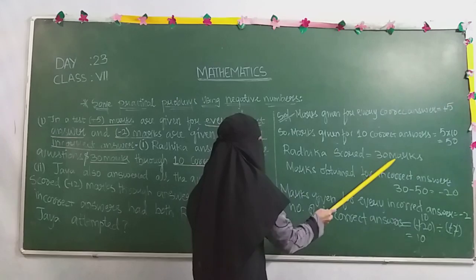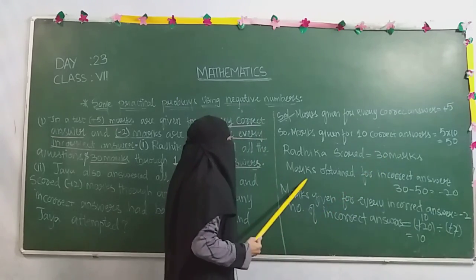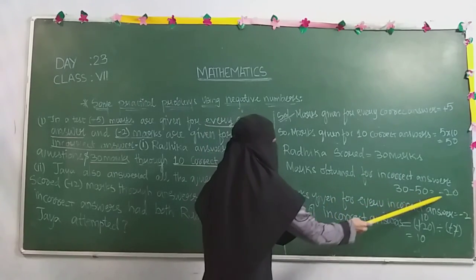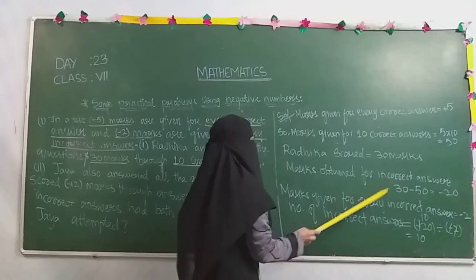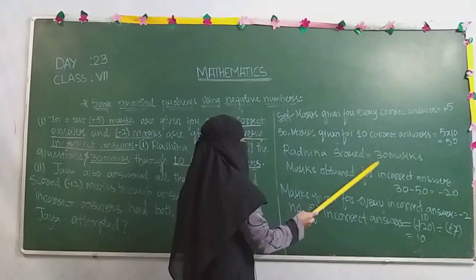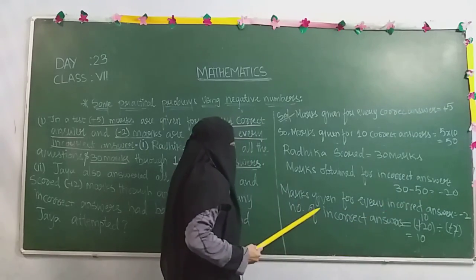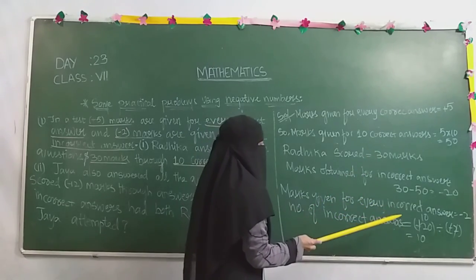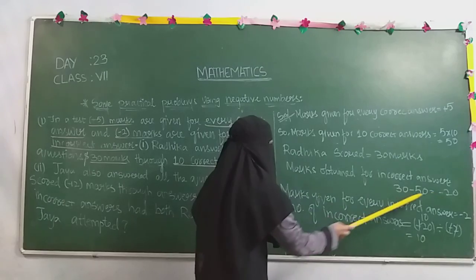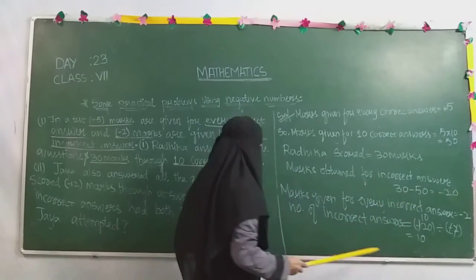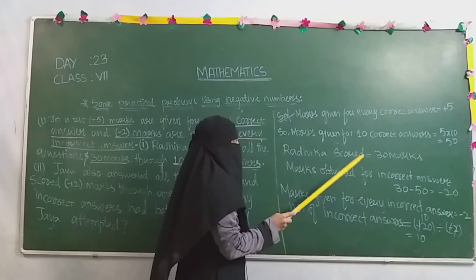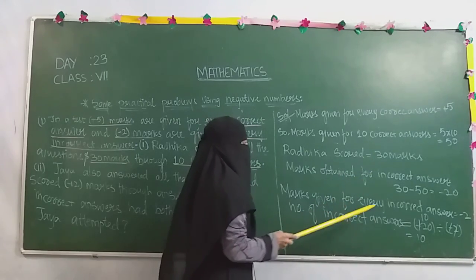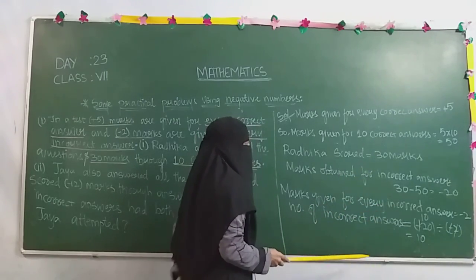Radhika's total score, given in the question itself, was 30. Then marks obtained for incorrect answers: 30 minus 50, minus 20 marks she has obtained for incorrect answers. We don't know how many she attempted wrong, we just calculated the marks here. So she got a total of 50. Among that 50, she got 50 for correct answers and minus 20 for incorrect answers.